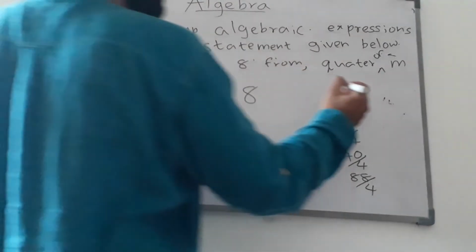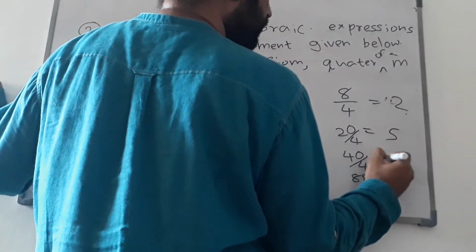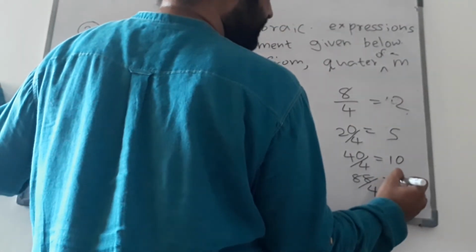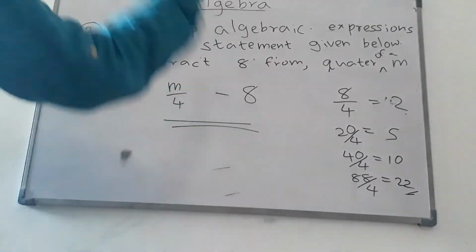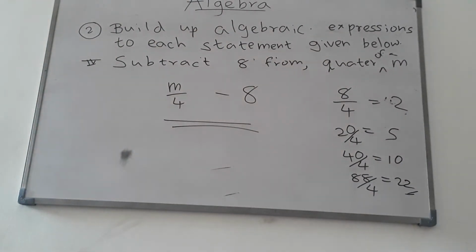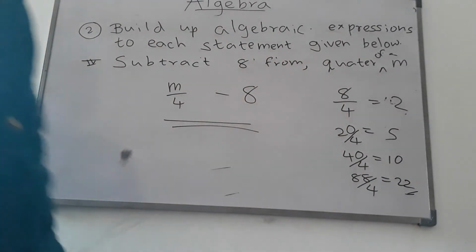But these we can simplify. 8 divided by 4 means 2. 20 divided by 4 means 5. 40 divided by 4 means 10. 88 divided by 4 is 22. Check and see. But an algebraic term cannot be further simplified. Okay, keep this in mind.